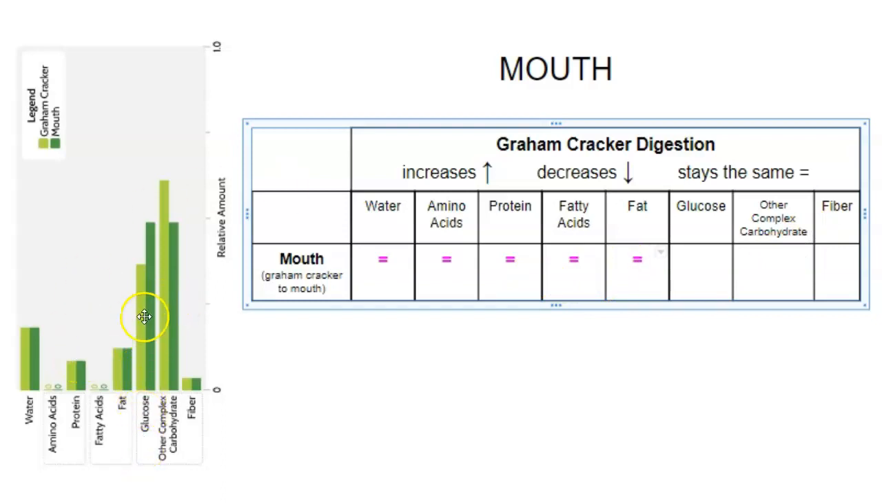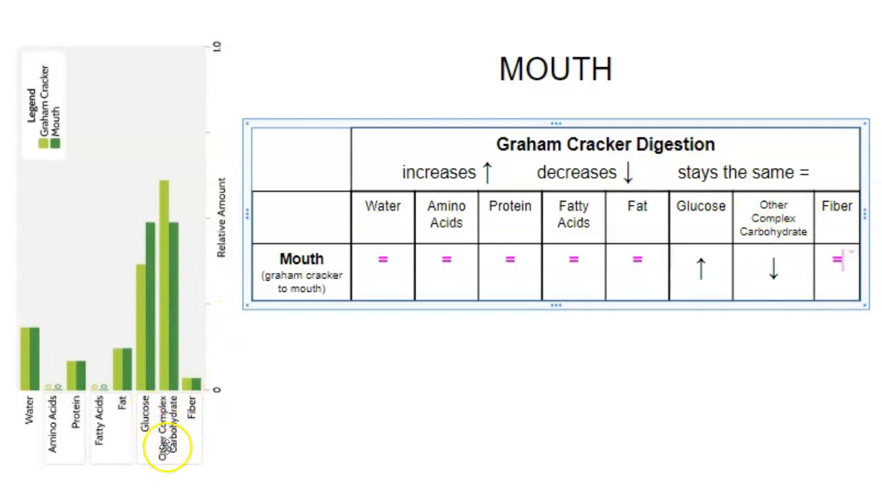So looking at glucose, my light green to my dark green, my glucose is increasing. So the amount of glucose in that food is increased. I'm just going to copy and paste that arrow, or you could just write I for increase. And my complex carbs are decreasing. Okay, so light green to dark green, they're decreasing. My fiber is staying the same. So what does this tell me?